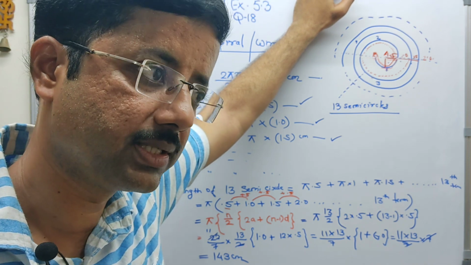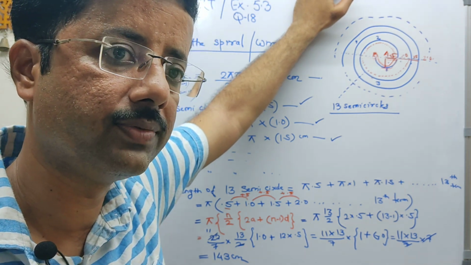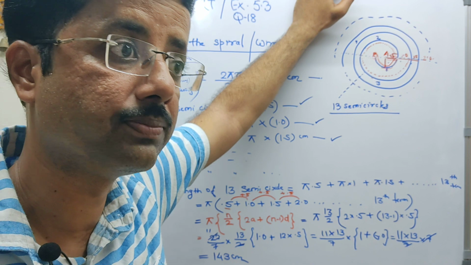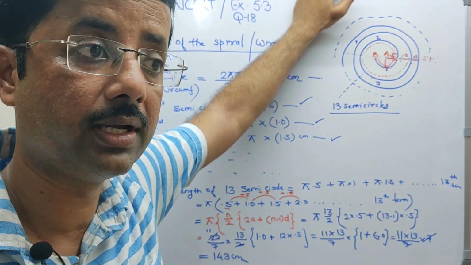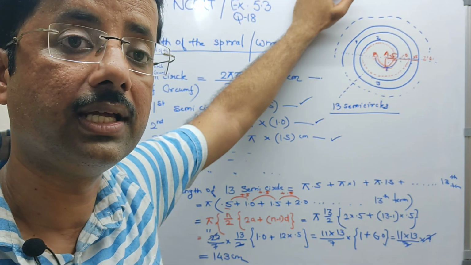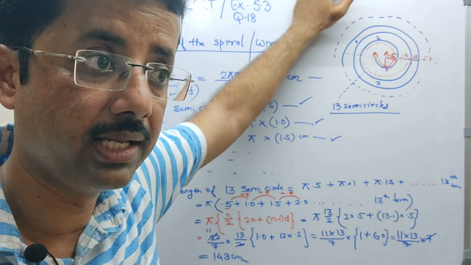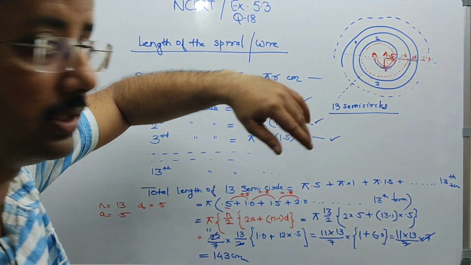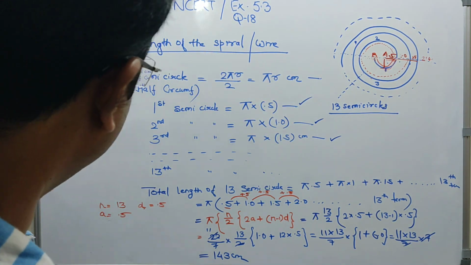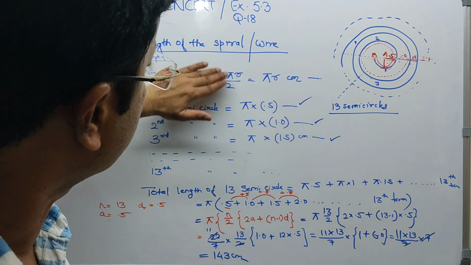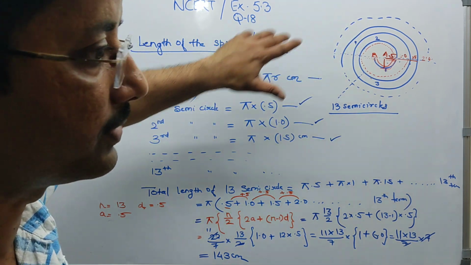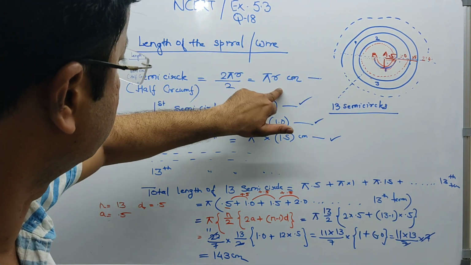This means the first semicircle will have radius 0.5, the second will have radius 0.5 plus 0.5, that is 1, the third will have radius 1.5. It is moving like an arithmetic progression. Every time 0.5 is added, so that is in fact the common difference d. So here we have written, semicircle equals 2 pi r by 2, the circumference of a circle divided by 2, that is pi r centimeter.